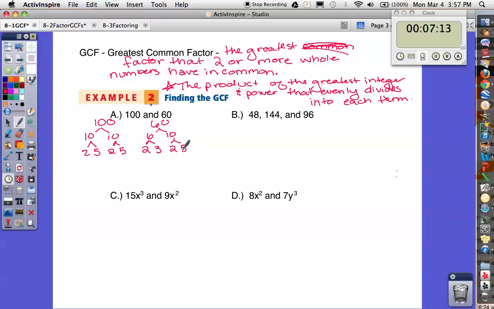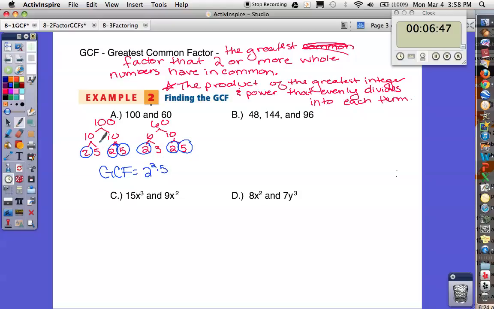Guys, basically I'm looking for the greatest common factor, you know, the greatest amount of these that will go into both. So what do they both have? They both have a 2 and a 2. They both have another 2, another 2, and they both have a 5. So our GCF is going to be 2 squared times 5.